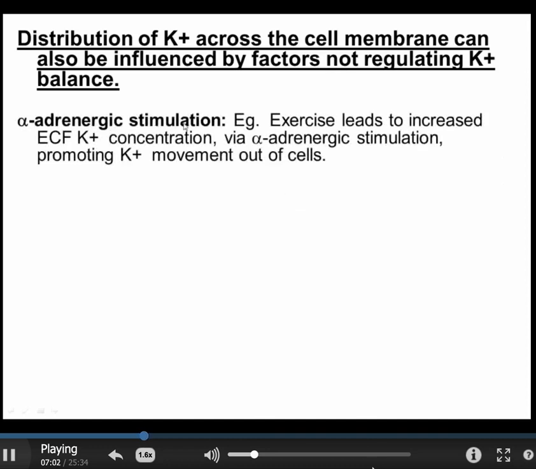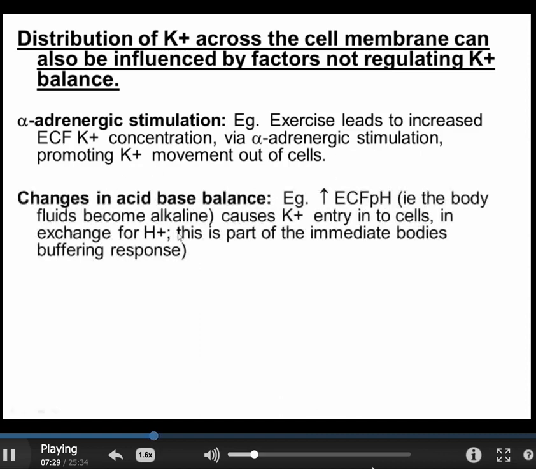Alpha-adrenergic stimulation will cause potassium to leave the cell. That will raise plasma potassium concentration. And this occurs in exercise, in which the alpha-adrenergic nerves are stimulated. This isn't usually a problem in normal people, but can be a problem in people, for example, on beta blockers or people who have an impaired insulin response.